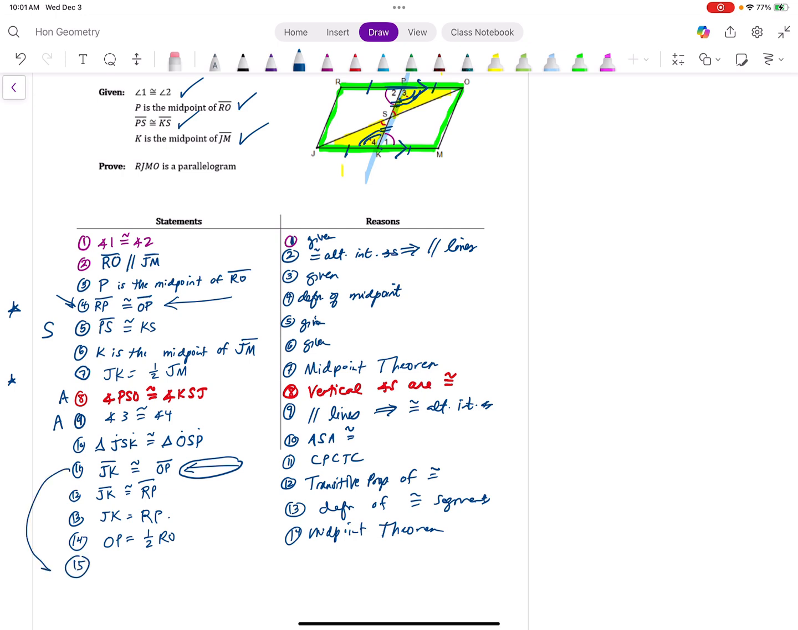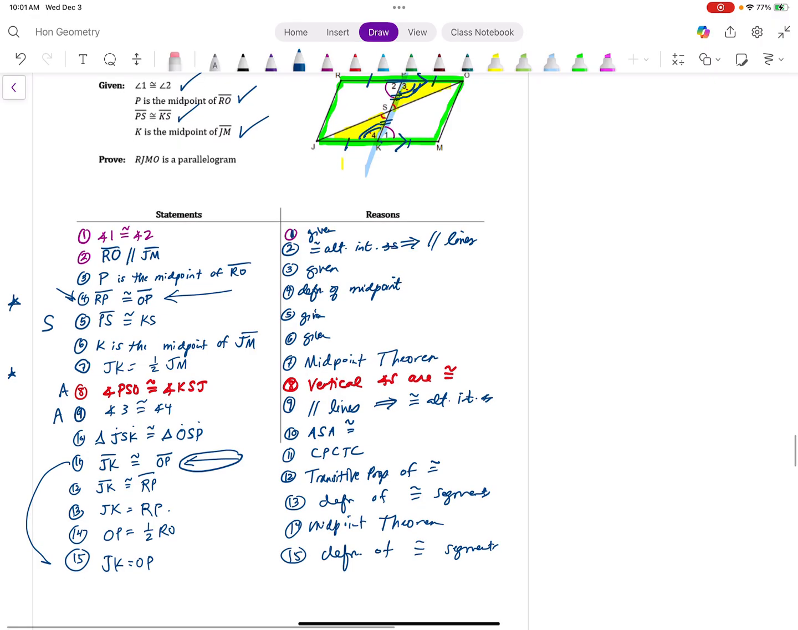What if I go to here then? That JK equals OP, because that's true. Boy, this one's going to be a mess. I hope that you're doing it better than I am. So JK equals OP is the definition of congruent segments. Okay, and then OP is half of RO. JK is half of JM. That's not what I want. Man, I've made this way tougher than it needs to be.